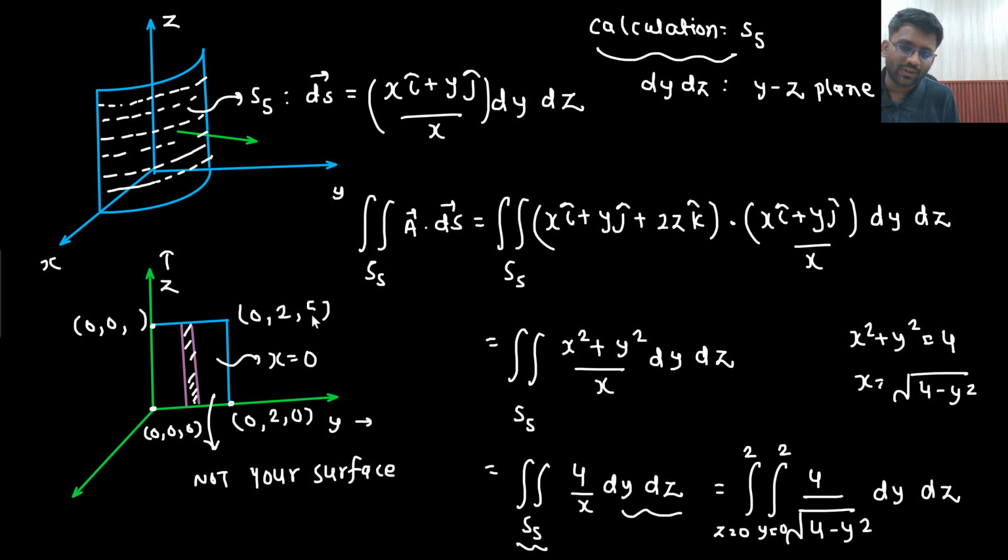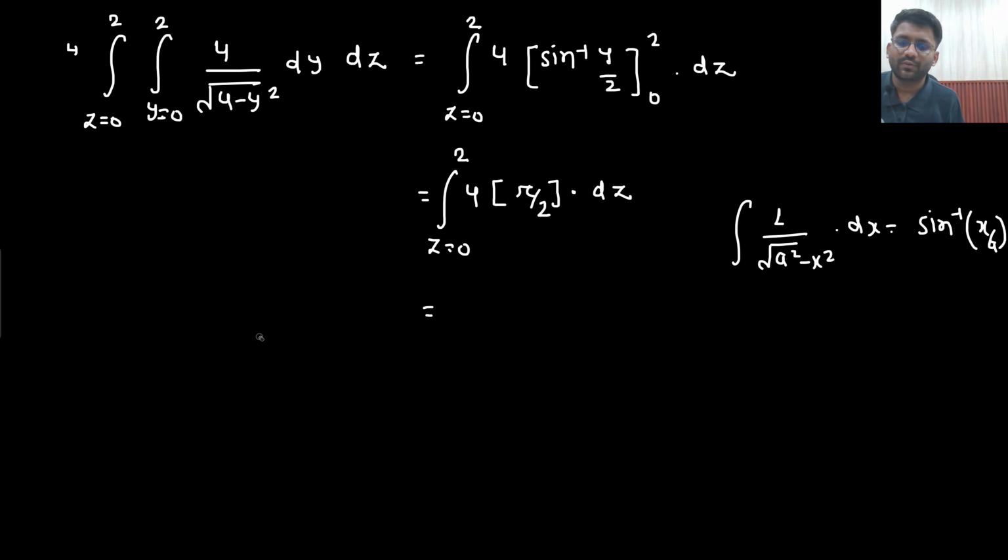Z is going from 0 to 5. So limit of z will be from 0 to 5. So what will be the answer here? 2 pi, then z answer is coming out to be 10 pi.